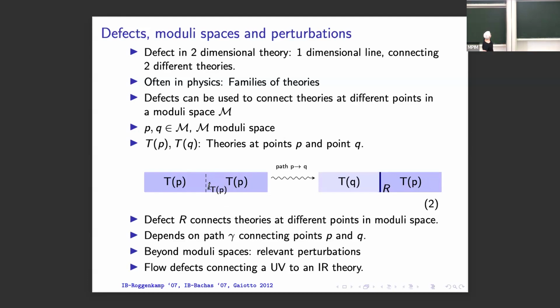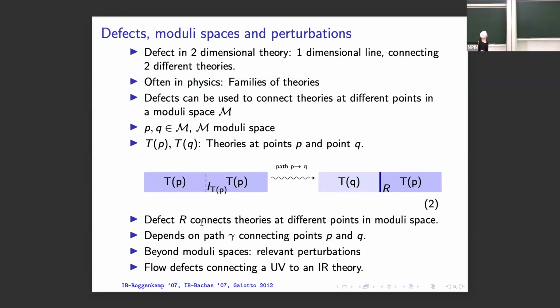So that's the identity on the theory at the point P. And then we consider perturbing this part, so everything left of this defect, by some marginal deformation. If it's a moduli space, we take some path, so there's some direction in which we perturb. And then this theory will be deformed to a deformed theory T of Q. And then a defect builds up that connects theories at points P and Q.